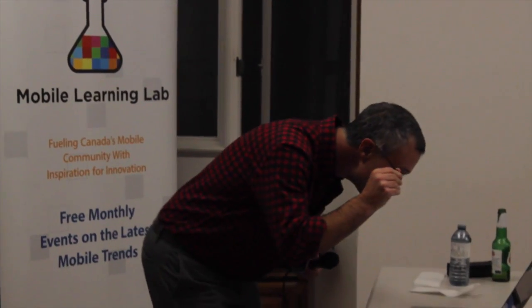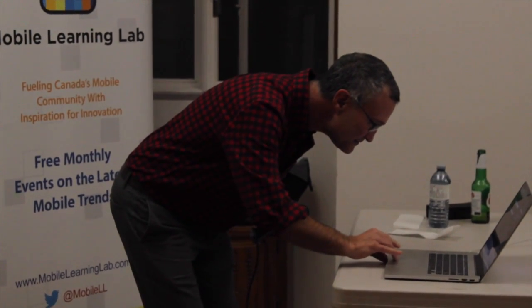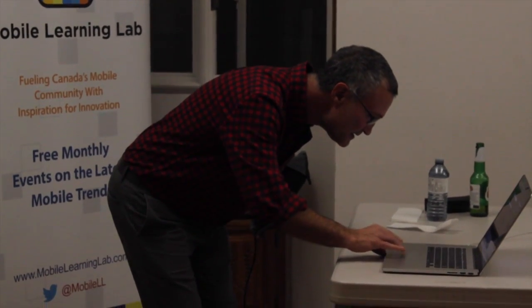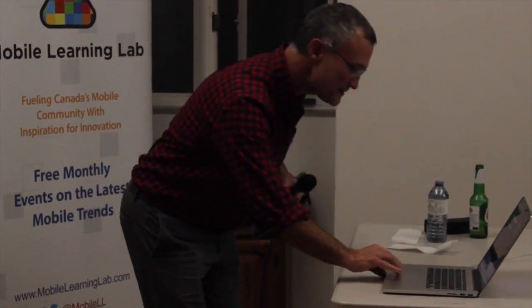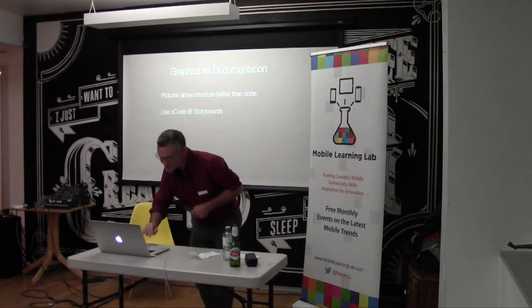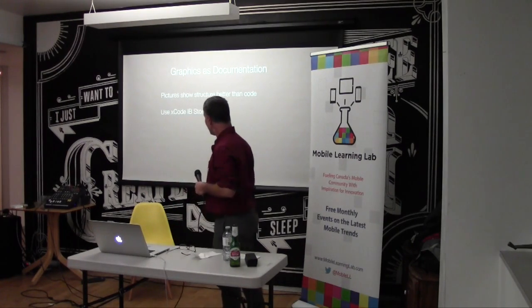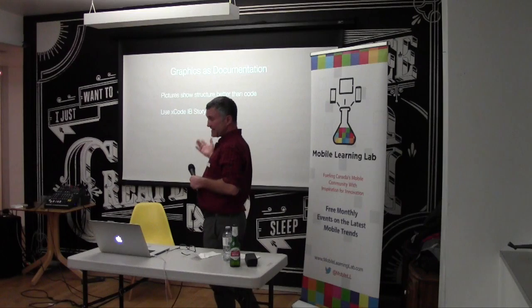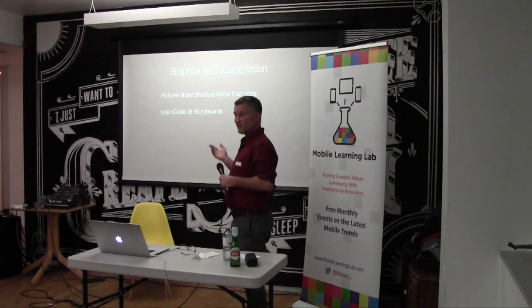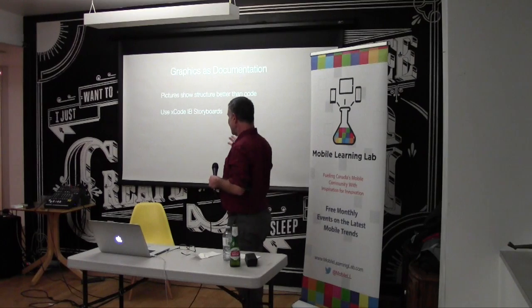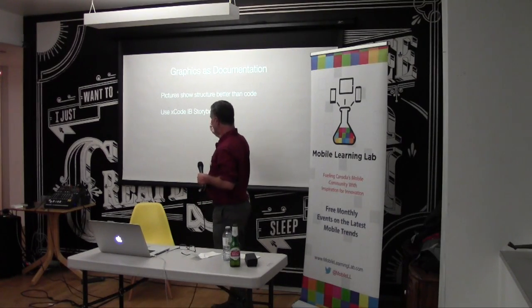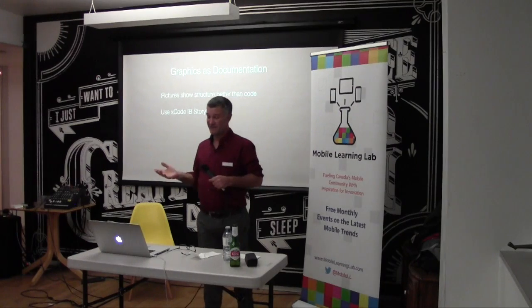So basically I'm showing that pictures show structure better than code, and we can all relate to that because we've been drawing pictures forever but not being able to automate them. Okay, so I've already said it. Use Xcode IB storyboards, and I don't really have to say anything about Android because you get it for free. If you work in XML, you end up getting a graphic. But I want to push home the point that you should be using storyboards for everything, okay?